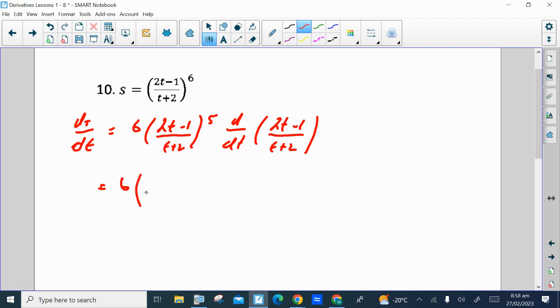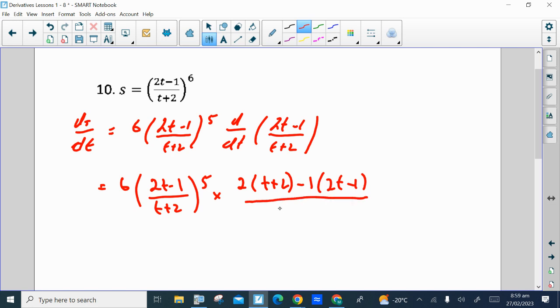So this first factor isn't going to change. And now that's multiplied by, again, to differentiate what was inside the bracket, we have to use the quotient rule, which is derivative of the top times the bottom minus the derivative of the bottom times the top, all over the bottom squared.